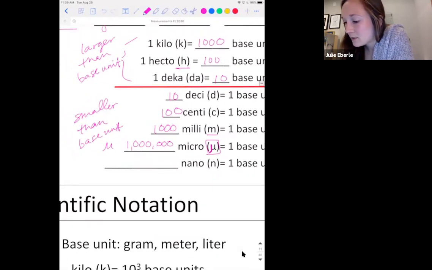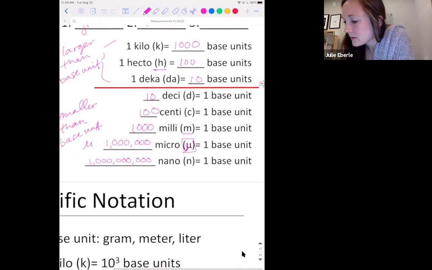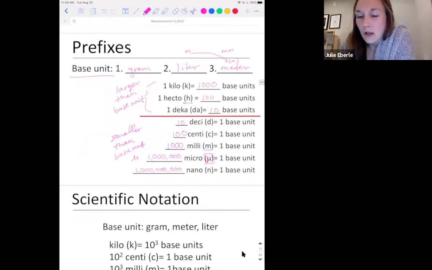And then nano, I think it's 1 billion. That's 9 zeros, right? Yeah. Okay. So nano is really, really, really small. 1 billion nanograms is 1 gram. 1 billion nanoliters is 1 liter. All right. And notice these base units up here, any of those words could be substituted in this side over here.